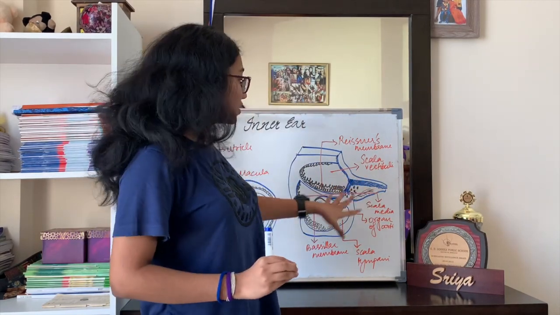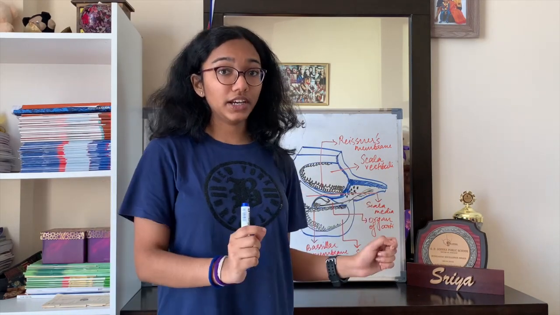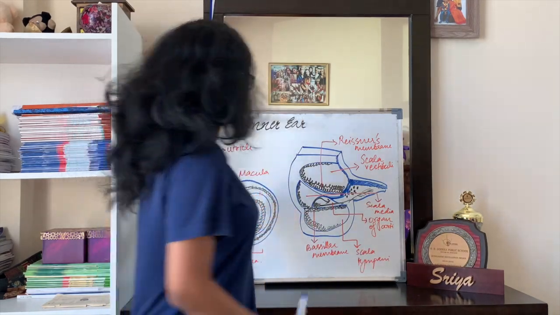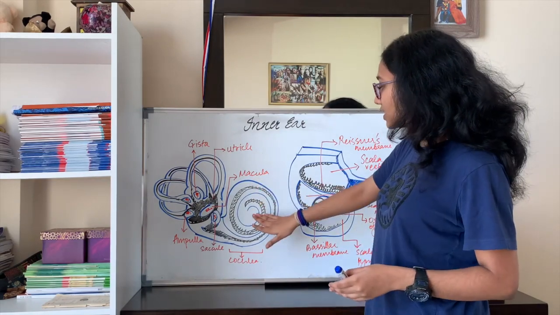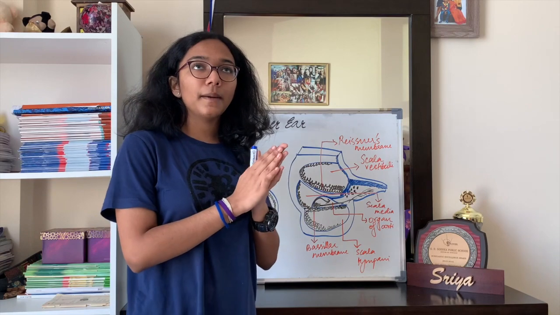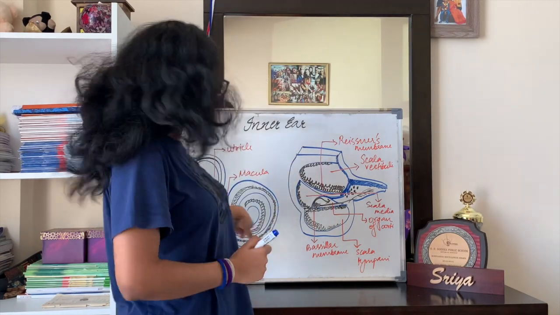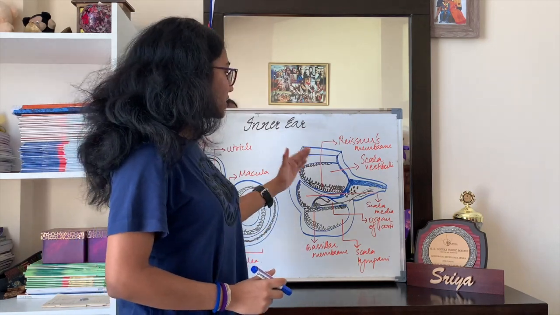Now that we're done with the balance part, let's move on to the hearing part. For the hearing part, I will be only explaining to you the structure of this area, but the mechanism of hearing I will be doing in a detailed video in the next session. So you know the main organ for hearing is the cochlea, right? Here is a cross section of the cochlea and this is how it looks. Basically the cochlea is turned into itself about 2.5 to 2.75 times, as you can see here. So this is the cross section of the cochlea.